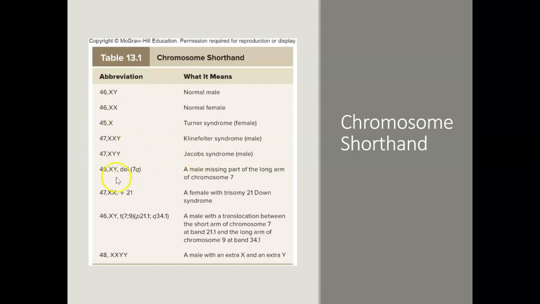And then we can talk about individuals who are missing parts of chromosomes, or even who have translocations, for example. So this individual has a deletion on the long arm of chromosome number 7. You don't have to worry a whole lot about something complicated like this example right here, but you should be able to identify the difference between an individual who has a complete set of chromosomes and someone who has some type of aneuploid condition.